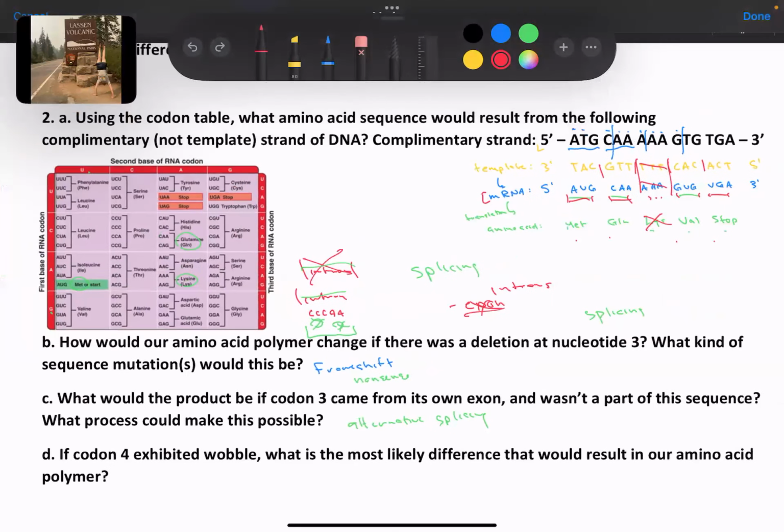So what would be the product? Let's see if we had to write it all back out again. AUG mRNA would be methionine, CAA, glutamine, GUG, our valine, and UGA, our stop codon. So we'd have this as our product.